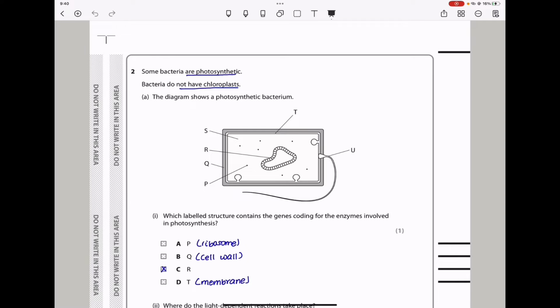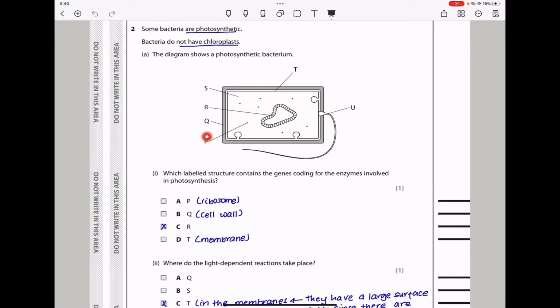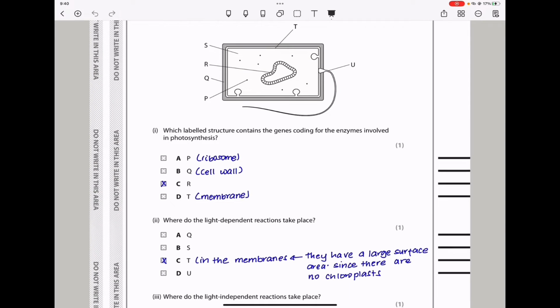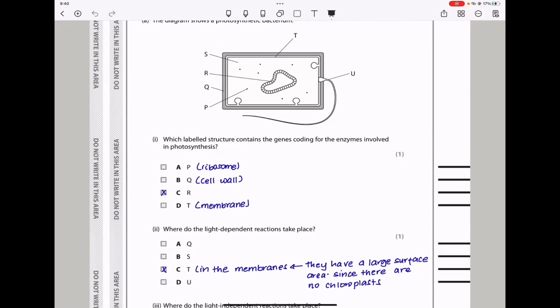Question 2. Some bacteria are photosynthetic. The diagram shows a photosynthetic bacterium, which we can see here. They ask which labeled structure contains the gene coding for the enzymes involved in photosynthesis. This is going to be where the DNA is found, and that is going to be in part R. So R was my answer.